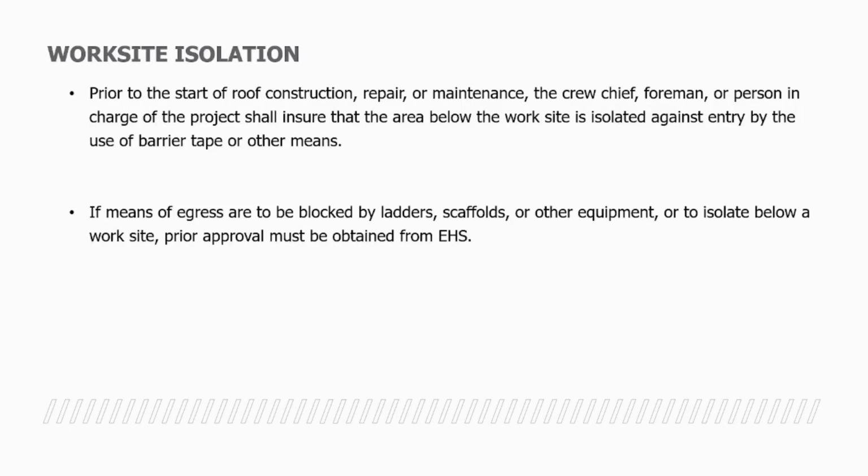Talk a little about worksite isolation. Prior to the start of roof work, repair, or maintenance, the crew chief, the foreman, or person in charge of that particular project shall ensure that the area below the work site is isolated against entry by the use of barrier tape or by other means. If the means of egress are to be blocked by ladders, scaffolds, or other type of equipment, or to isolate below the work site, prior approval must be obtained from the Environmental Health and Safety Department here at Oklahoma State University.